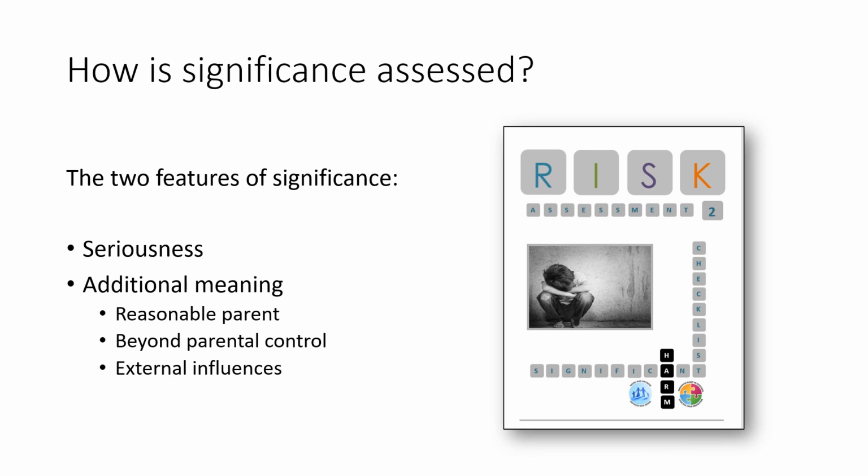Significance of harm is analysed in Section 7 of Risk 2. It can be supported by the use of the Significant Harm Checklist that structures your analysis of seriousness and additional meaning. The checklist has indicators of seriousness derived from working together and indicators of additional meaning structured across three areas. These are what a reasonable parent would have done, whether the child is beyond parental control, and whether they are influenced by external factors such as grooming.